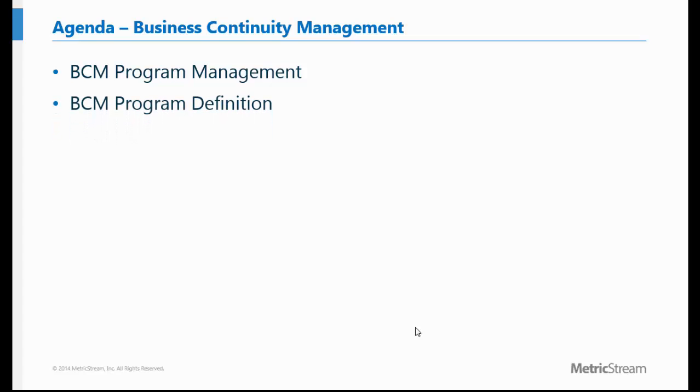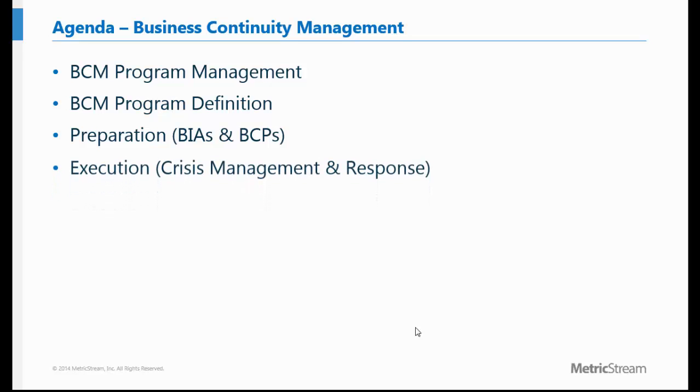Also, we're going to talk about defining our business continuity management program, the building blocks, the moving parts, and how they relate to each other. And a little bit about preparation, detailed definition of a business impact analysis, and a business continuity plan to ensure readiness. And finally, the execution of these plans for crisis management and proper response and remediation to reduce risk.